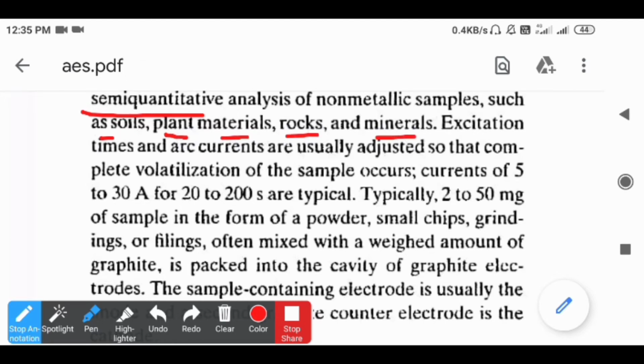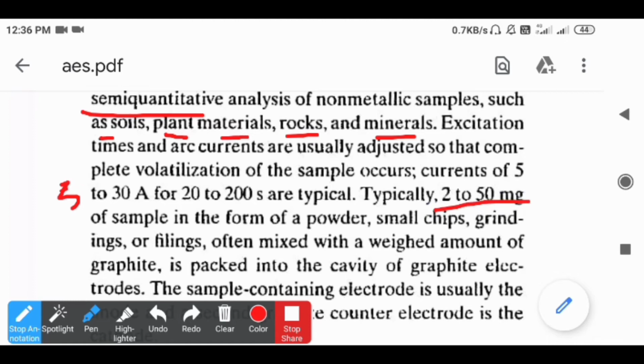The excitation time and the arc current are adjusted so that complete volatilization of the sample will occur. Generally the current is approximately 5 to 30 ampere for 20 to 200 seconds, and the sample size requirement for the given analysis is around 2 to 50 milligram.